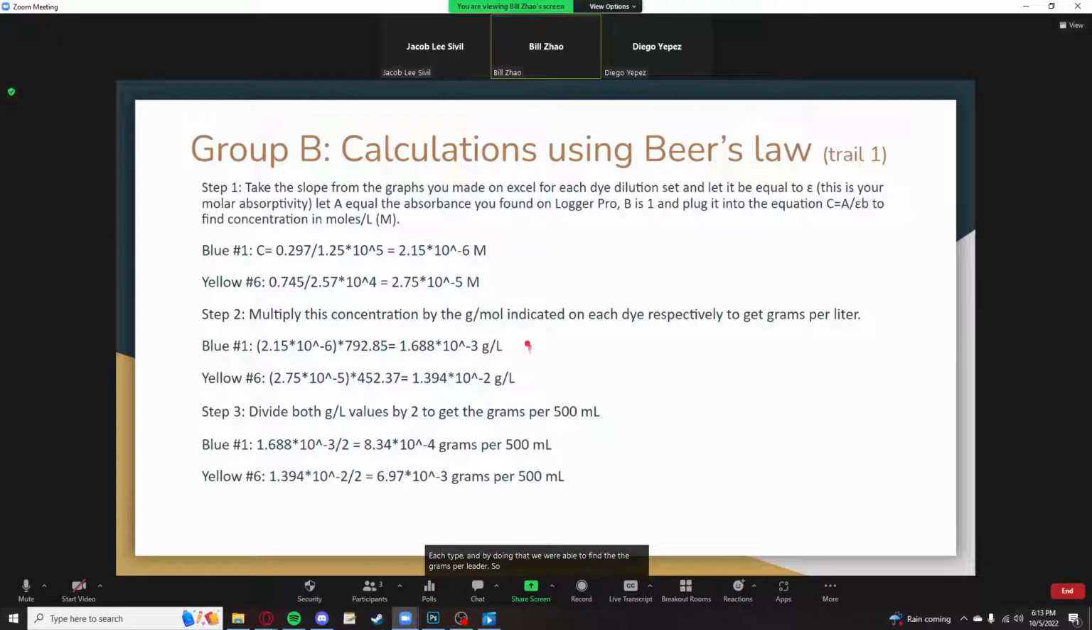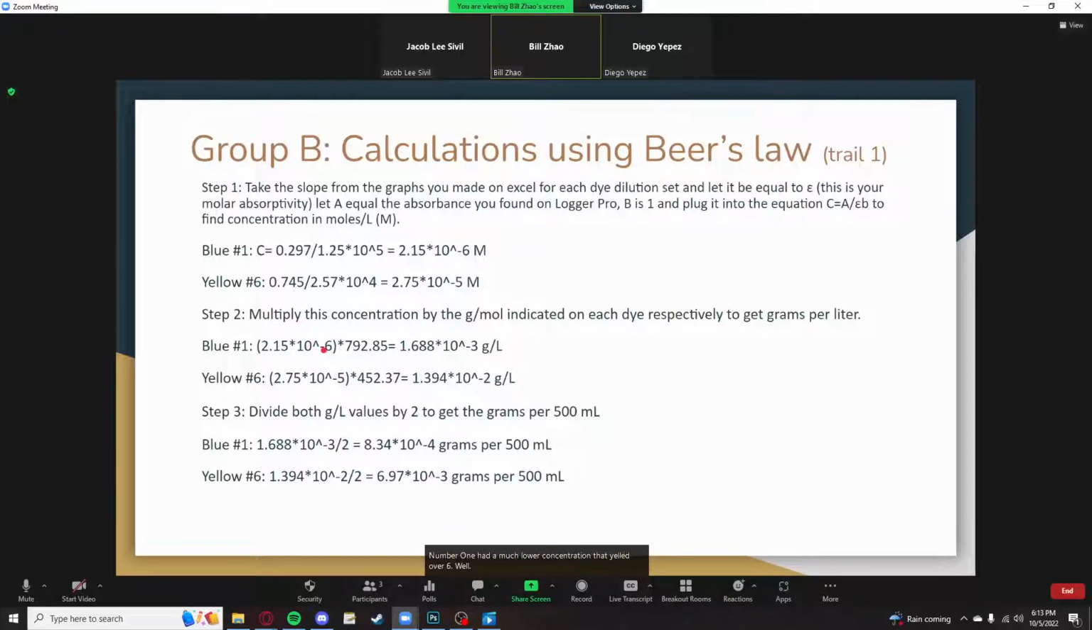For blue number 1, we found it was about 1.68 times 10 to the negative 3rd grams per liter. And for yellow number 6, it was about 1.394 times 10 to the negative 2 grams per liter. This was because blue number 1 had a much lower concentration than yellow number 6.